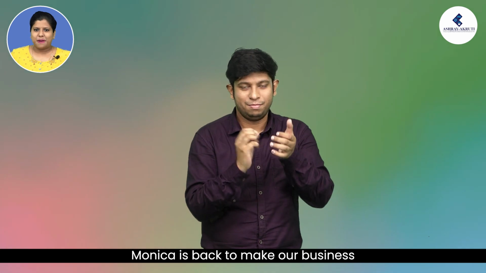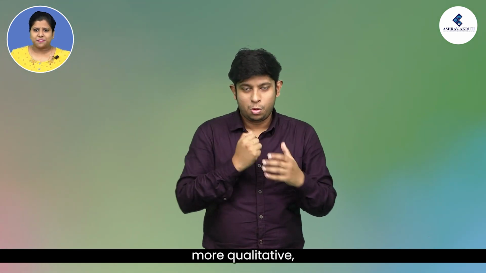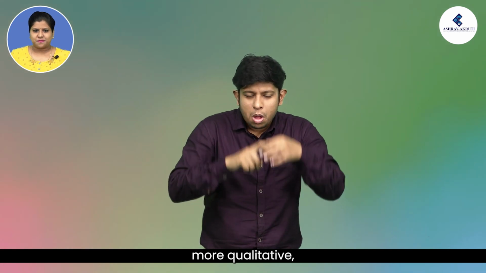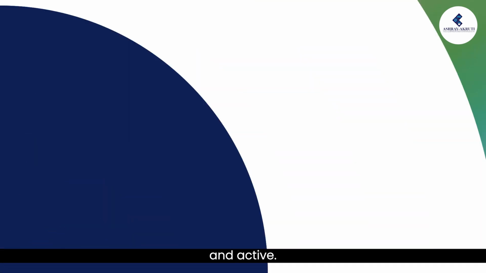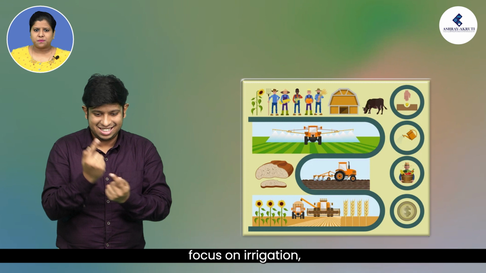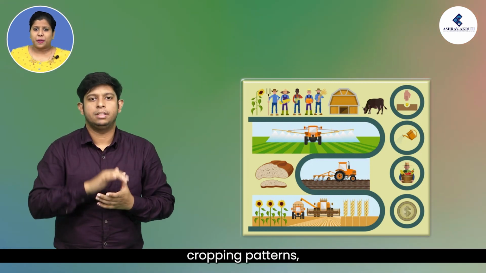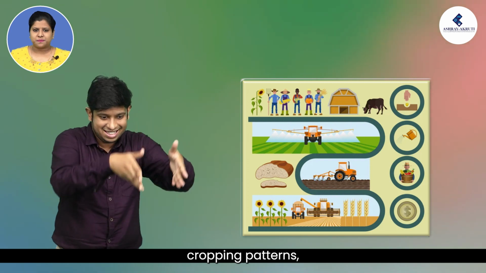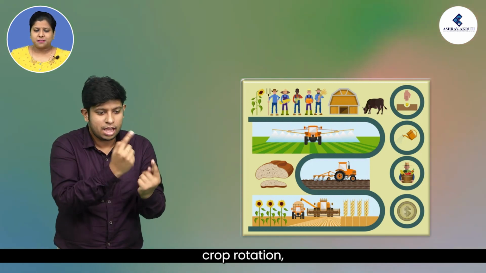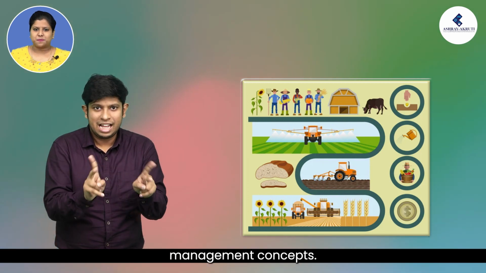Maunika is back to make our business more qualitative, quantitative, and active. Let's thoroughly focus on irrigation, sources of water, cropping patterns, crop rotation, and crop protection management concepts.